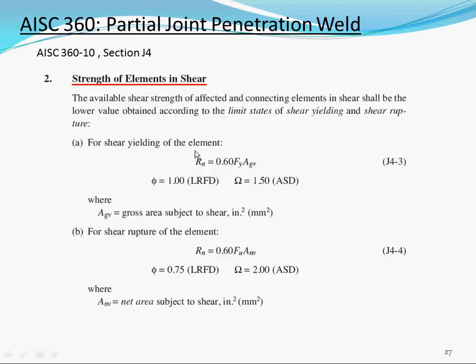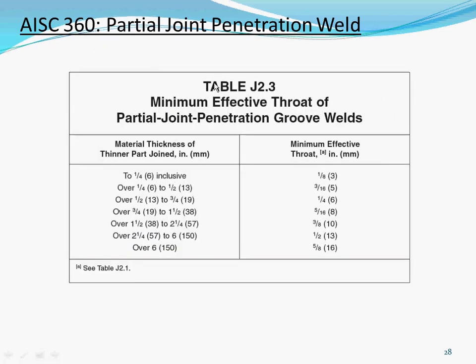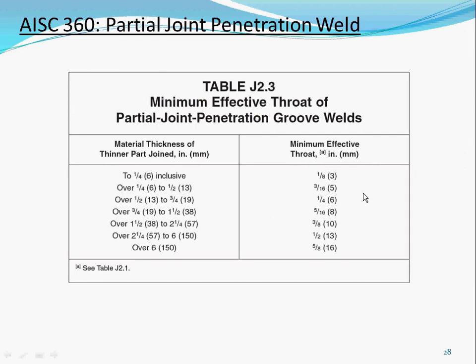So the effective area and the shear. Okay, so ANV, the net area, and AGV, the gross area. You have to check all these for your partial penetration. In addition, they give you a minimum effective throat that you have to use.